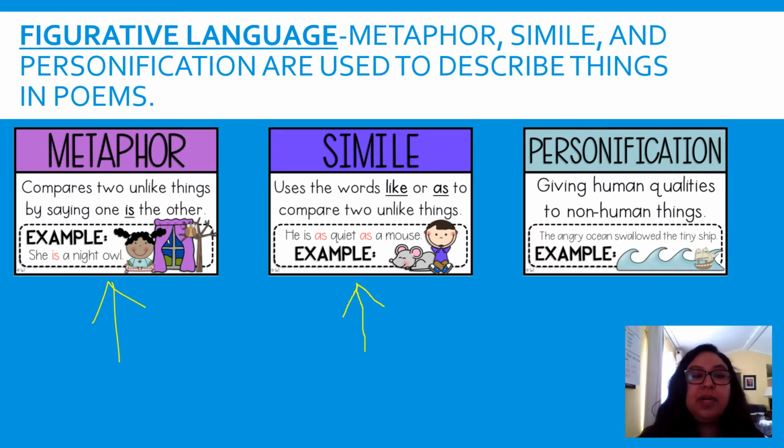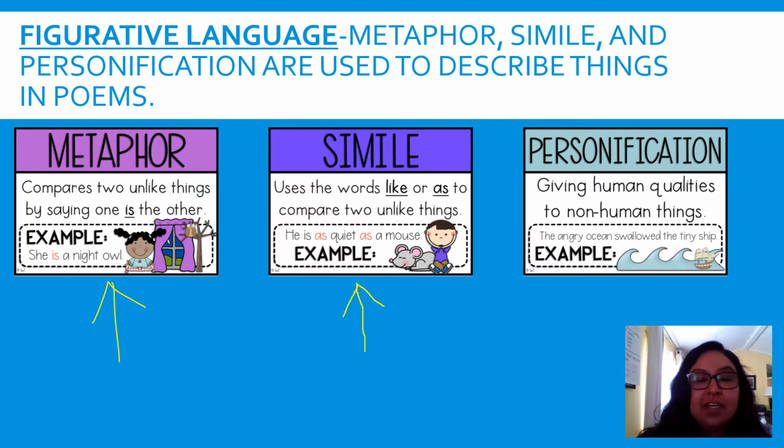A metaphor compares two unlike things by saying one is the other. The example that they give here is that the little girl is a night owl. She is a night owl. They use the word is to compare two unlike things, the girl and the night owl.